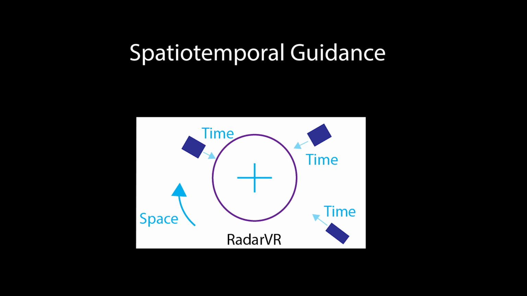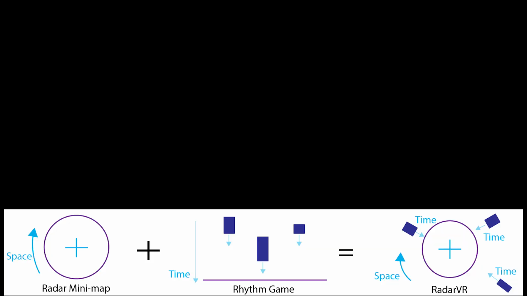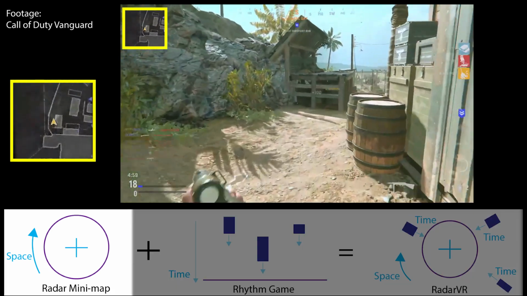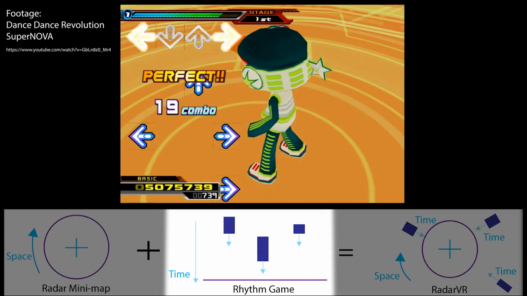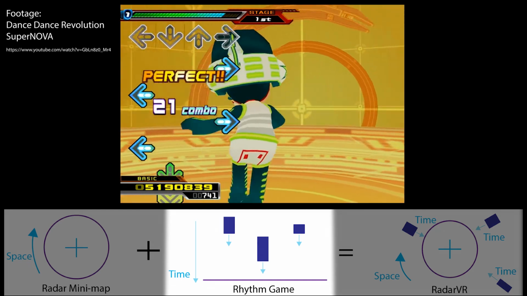To explore this space, we propose a new visual guidance widget called RadarVR. Our technique is inspired by blending two well-known design metaphors: minimap navigation for spatial guidance and rhythm games for temporal guidance.